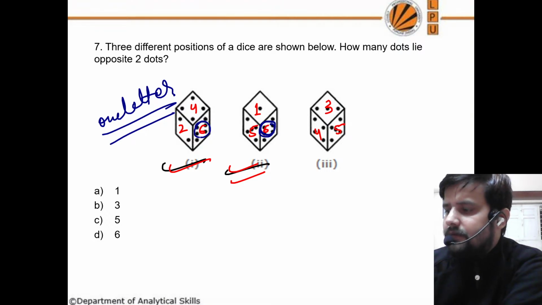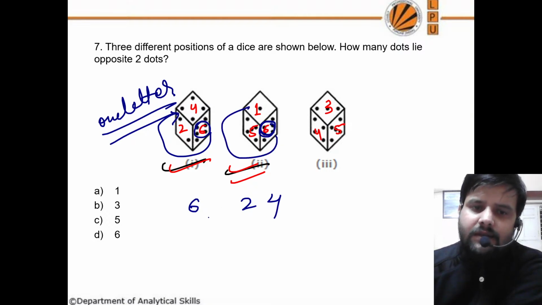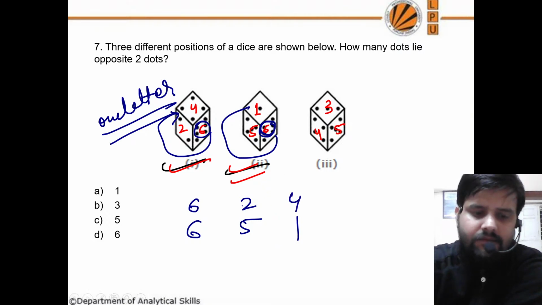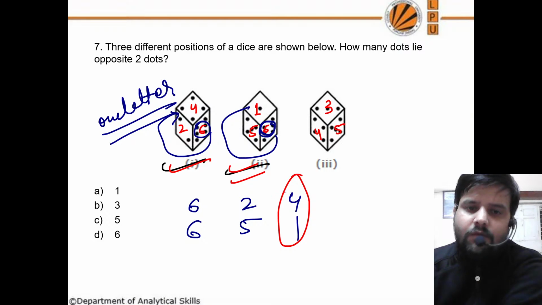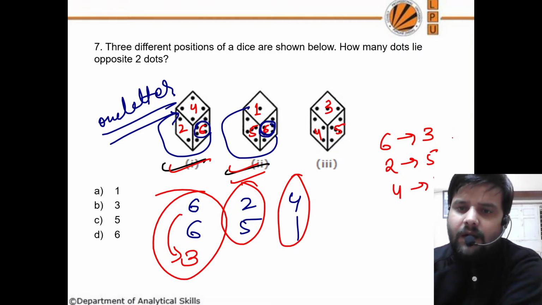Okay, Faisal. Got it. Okay, one letter is common. It means start from the common number and write everything in the clockwise direction. So in this, I'll write everything in the clockwise direction. So it will be 6, 2 and 4. And in the second one, it will be 6, 5 and 1. Isn't it? So 4 will be opposite to 1, 2 will be opposite to 5, and whatever is left will be opposite to 6. The left is 3. So here 6 is opposite to 3, 2 is opposite to 5 and 4 is opposite to 1.